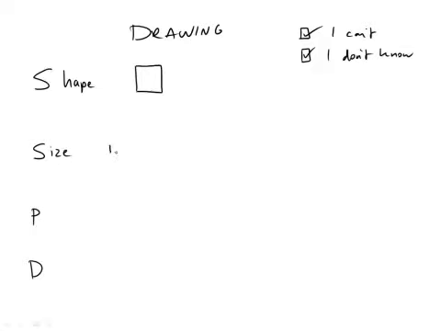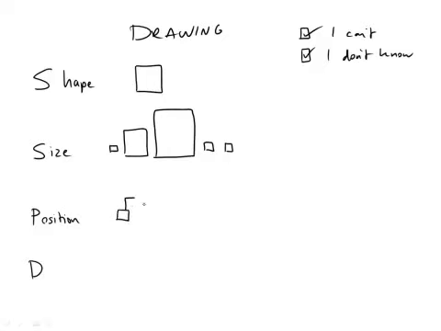Size. Can I draw that square in different sizes? Well, gosh, what do you know? I can. And what about position? Can I draw that square in different positions? Can I draw one here? And I can draw one kind of behind it. And can I draw one over here? And over here? And over here? And maybe back here? Well, yes, I can.